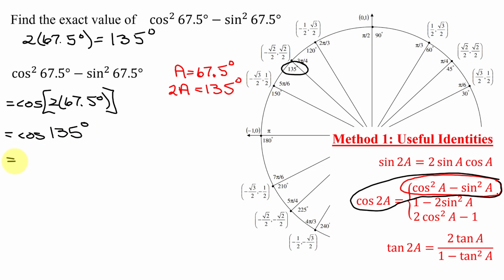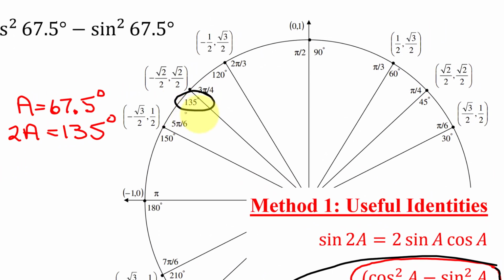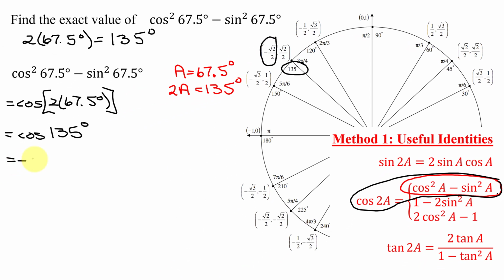So that is equal to the cosine of 135 degrees. And using the unit circle, what's the cosine of 135 degrees? It's the x-coordinate of this point. So it's negative the square root of 2 over 2. So the exact value of my expression is negative the square root of 2 over 2.